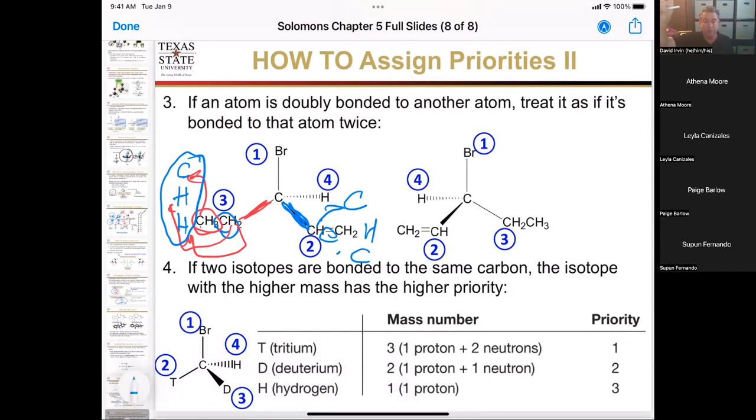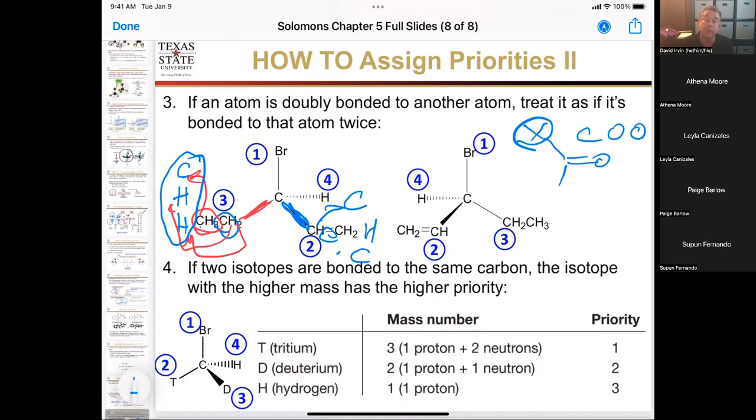Rule number 1 is Z number. If Z number solves your problem, you're done. If they're attached to the same atoms, then you have to keep going out until there's a difference. If you have a double bond or triple bond, you count the Z number of that element for each bond. So for example, if you had this right here, and this was your chiral center here, you would say this is a carbon bonded to an oxygen and bonded to an oxygen.